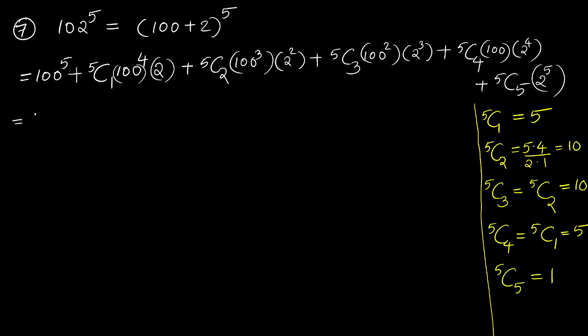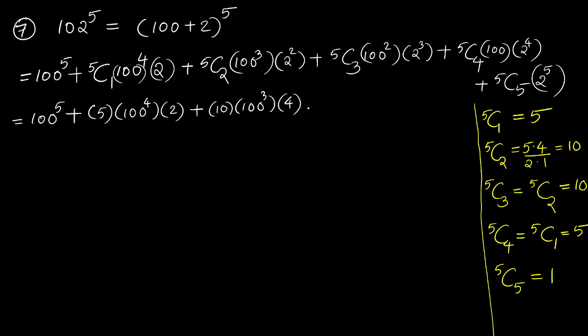Let me write here: 100 raised to 5. Let me write one extra step. 5 is there, 100 raised to 4 is there, 2 is there. 5c2 is 10, 100 cube, 2 square you can immediately write 4. 5c3 is 10 into 100 square into 2 cube, which is 8. 5c4 is 5 into 100 into 2 raised to 4, which is 16. 5c5 is 1, and 2 raised to 5 is 32.